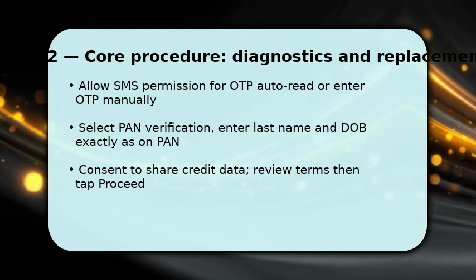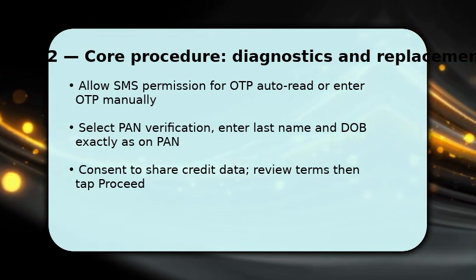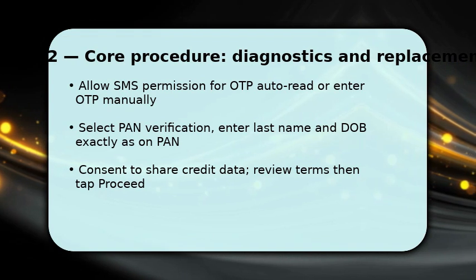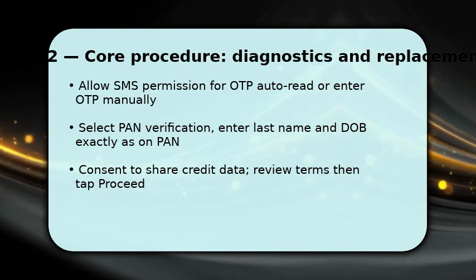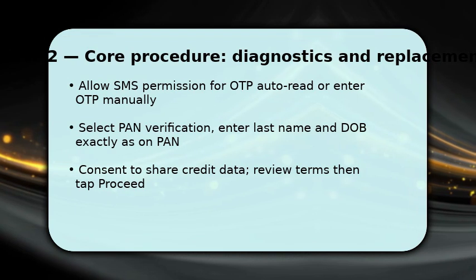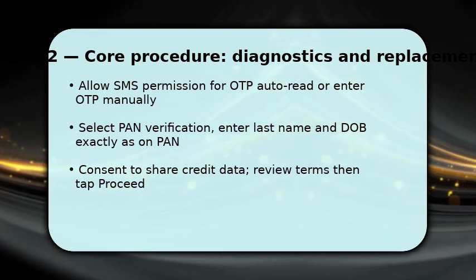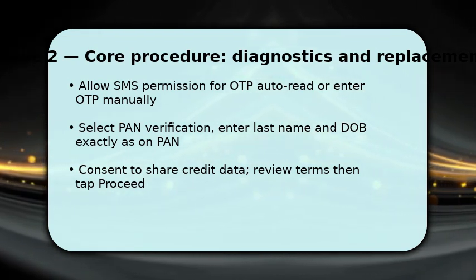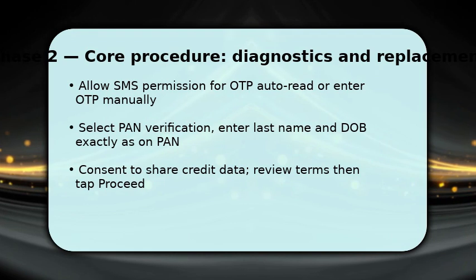After OTP, you confirm PAN details. Last name and date of birth must match exactly to avoid rejections. Then you review and give explicit consent to fetch your credit report from the bureau. This consent step is mandatory, so read it quickly. Then tap Proceed to request your score.